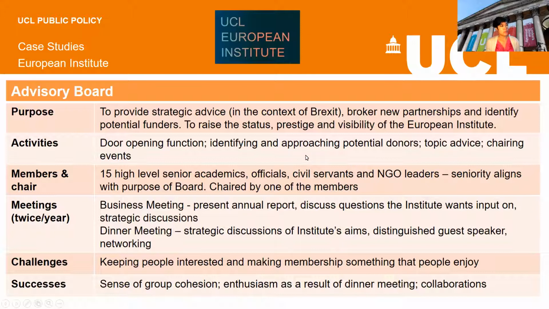They're also a little bit unique in that they meet twice a year. The first meeting is a business meeting where they present the annual report, discuss questions about what they want input on, and have strategic discussions. So that one's a bit more standard, but then they also have a second dinner meeting, which is at a fancy private members club where they have strategic discussions on the institute aims, but they also bring in a distinguished guest speaker, and it allows for networking as well.